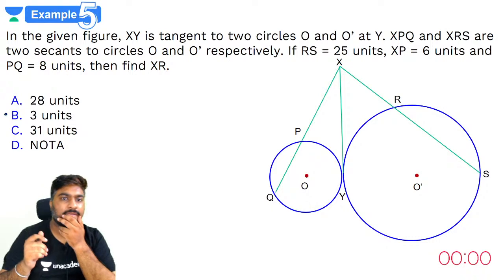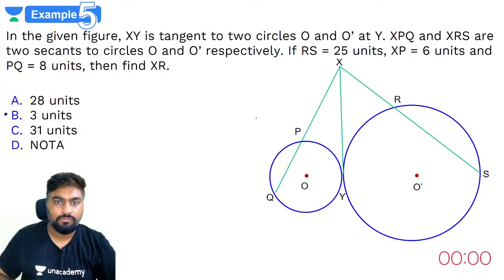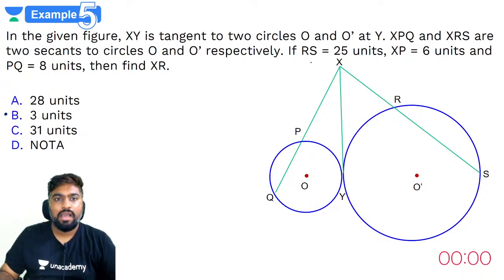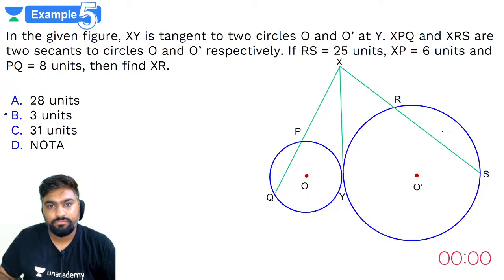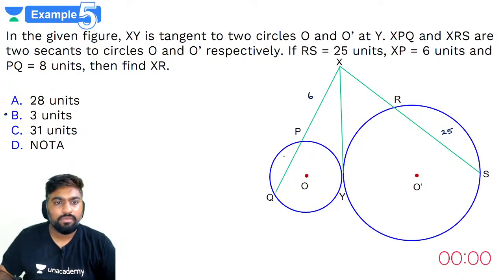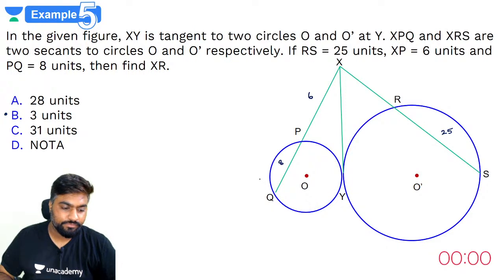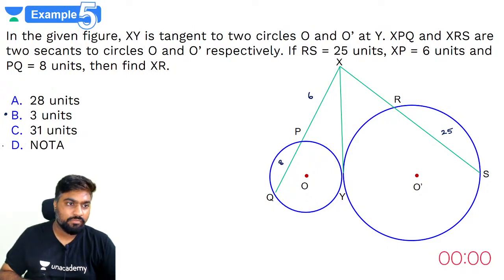So let's start. RS is 25, XP is 6, PQ is 8. Gauri says D, none of the above. Okay.